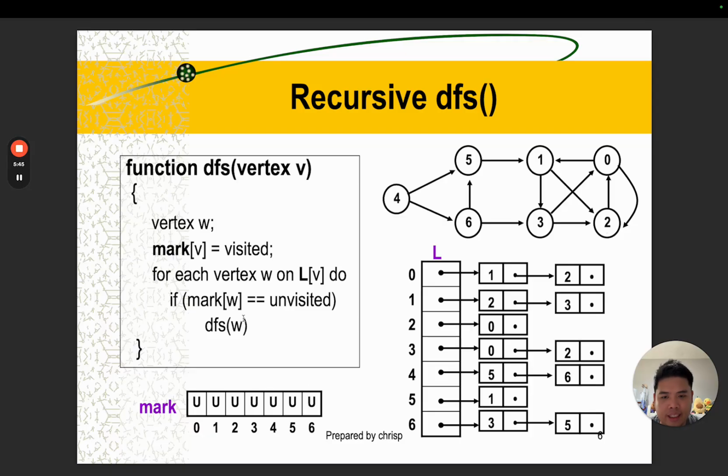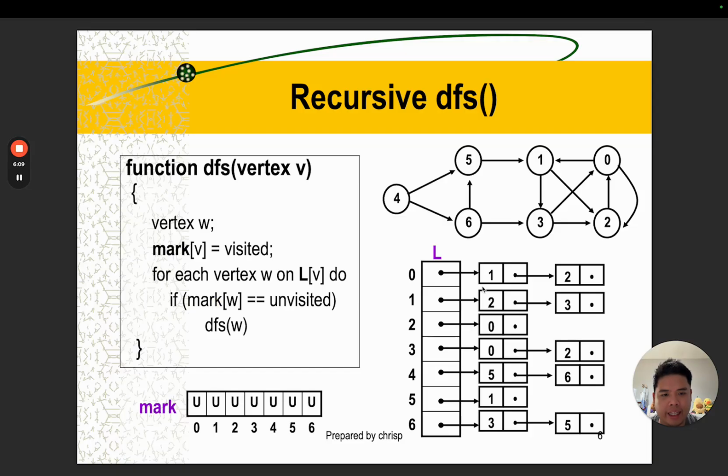So that means for each vertex W on LV, what is V? V is 0. So for each vertex adjacent to 0, I am going to check if mark at index W, so what are the indices we have? We have 1 and 2.